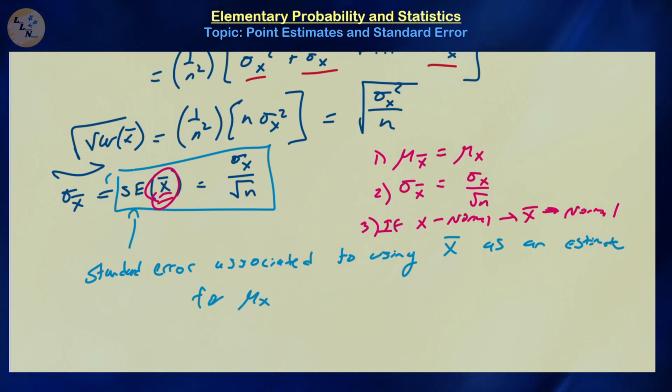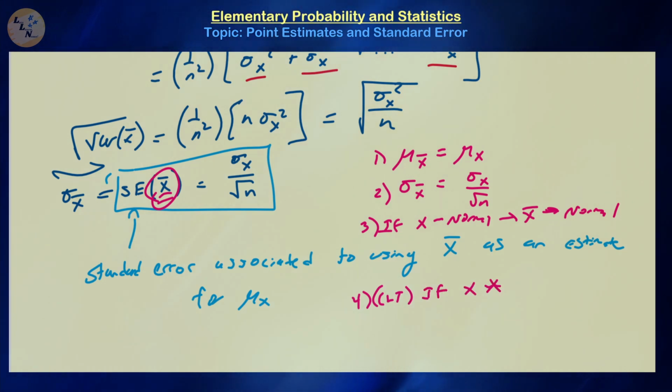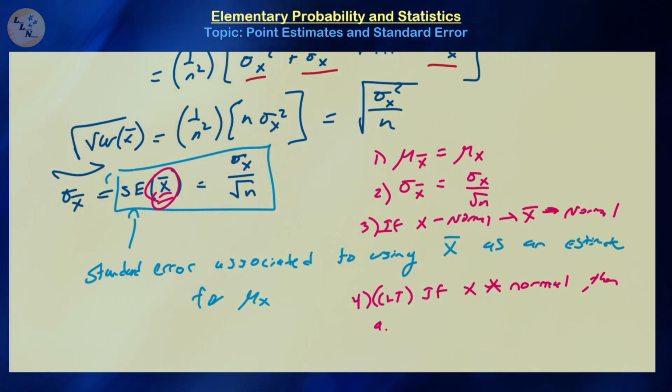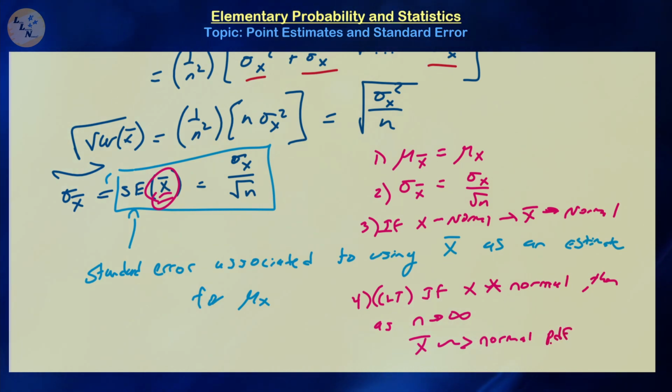And also another interesting property, I guess this is a special property: if x is not associated to a normal distribution, then as n gets really large, the distribution of x bar is going to approach the normal distribution, which is pretty interesting. But again, that's the central limit theorem. If you don't remember what it is, definitely check out those concepts.